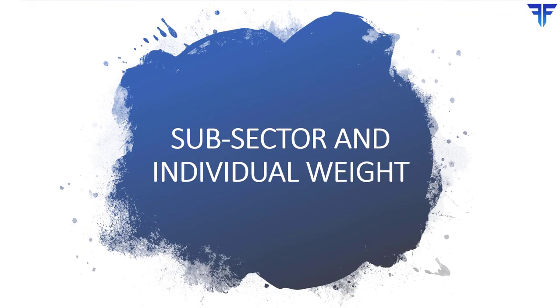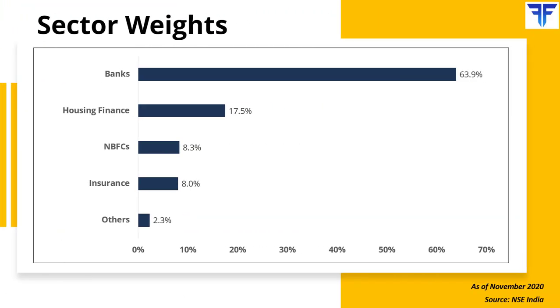Let us now talk about the composition of the Financial Services Index. This chart depicts the sector-wise weightage of the Financial Services Index. See that banks occupy nearly 2/3 of the index weight, while housing finance companies occupy over 1/6 of the index weight. Meanwhile, NBFCs and insurance companies each occupy around 8% of the index weight, while the remaining 2.3% is occupied by other subsectors such as asset management companies and PSU lending institutions.